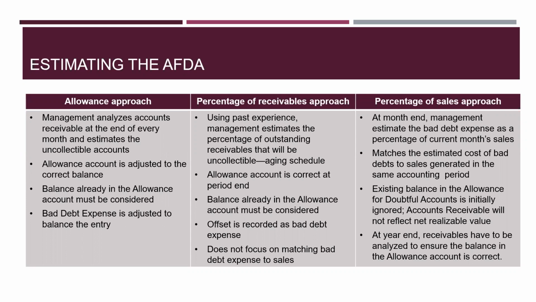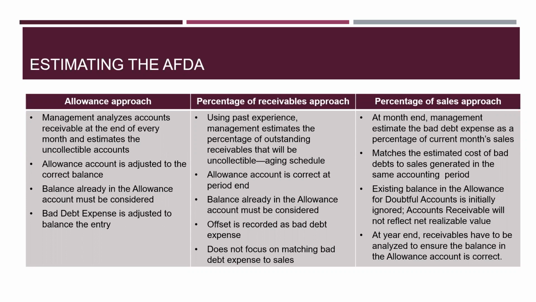Under the percent of receivable, we use a similar approach. Using past experience, the management is going to estimate what percent of their accounts receivable is not going to be collected. That is called an aging schedule. Once we have that, we look at the allowance for doubtful account. We will estimate the ending balance based on the uncollectible amount of accounts receivable, and figure out the ending allowance for doubtful account balance.